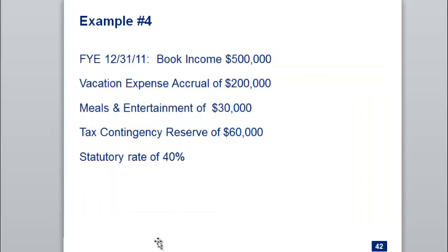Example 4. All right, so let's say we have book income of 500 grand, a vacation expense accrual of 200, same thing. Meals and entertainment of 30 grand, same thing. But now we've said there's a tax contingency reserve of 60,000. And let's say that's for state taxes. Let's say we didn't feel like paying state taxes and we didn't file any state tax return. But if the states figure that out, they're going to come and make us pay 60 grand. I know that's kind of a silly example, but let's assume that's our fact pattern.